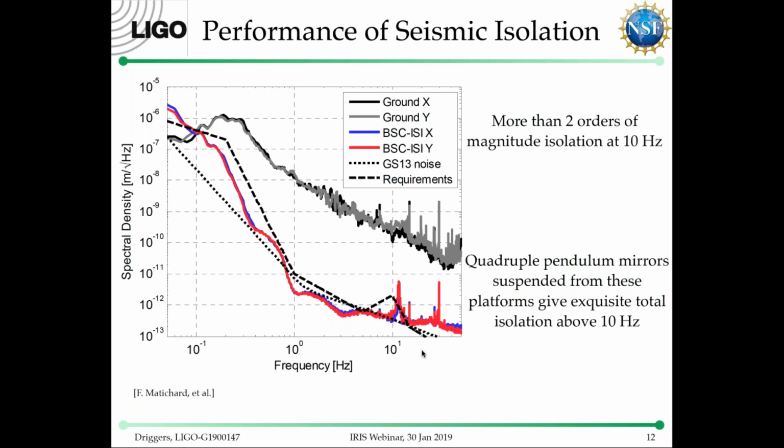but without the seismic isolation system, we wouldn't be able to control the locations of our mirrors nearly precisely enough to even see any of these other noise sources. So this seismic isolation system is really critical to the entire operation of LIGO.